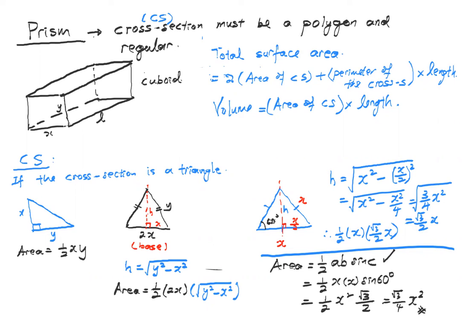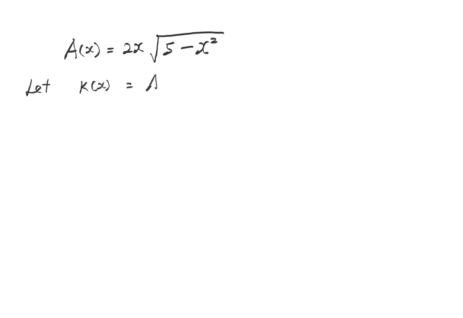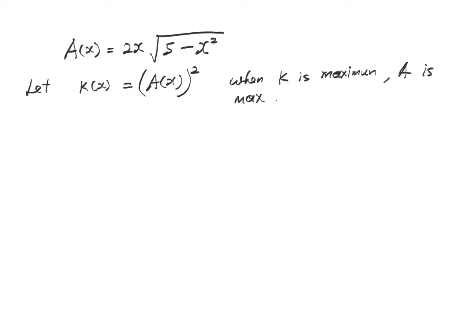And I also reminded you that, for example, if I got my answer, okay, the area is equal to 2x times square root of 5 minus x squared. If I want to make this calculation easier to talk about maximum or minimum, so what should I do? Square the whole thing. Yes, I let my k(x) be equal to A(x), the whole thing squared. You can do that. Then I say when k is maximum, A is maximum. I use this idea.